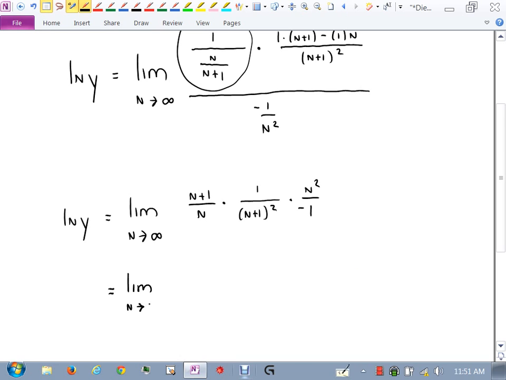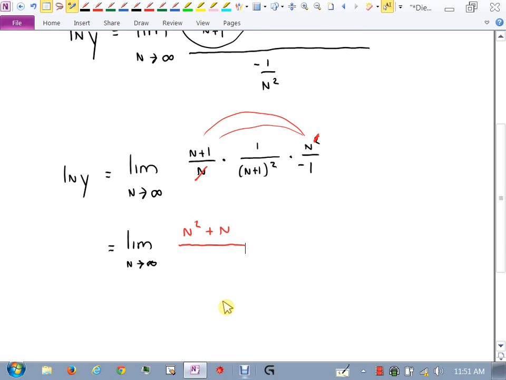Limit n goes to infinity. Do we get n's to cancel? Okay, I get one n here to cancel with one of them there. So what is my numerator? Distribute that n through. N squared plus n? Yeah? Okay. And then what's my denominator? Negative n plus 1. Okay, you want to distribute it now or no? Well, negative n plus 1 squared. Yes?